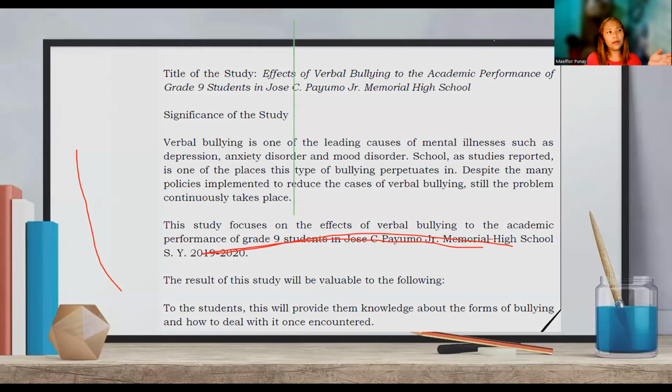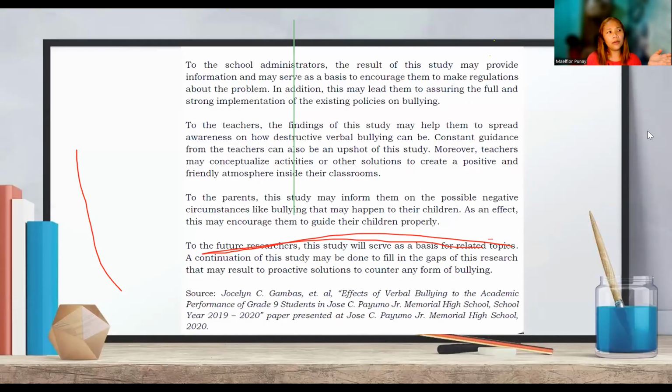So, after the students, ang school administrators dayon. So, the result of the study may provide information and may serve as basis to encourage them to make regulations about the problem. So, mausad na ang makuha sa mga school administrators based on your study. So, after that one, sa mga teachers, unsa may makatabang sa teachers sa imong study, may help them to spread awareness on how destructive verbal bullying can be.